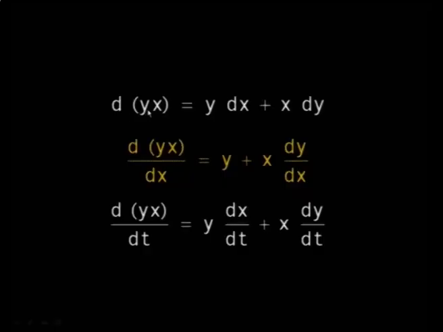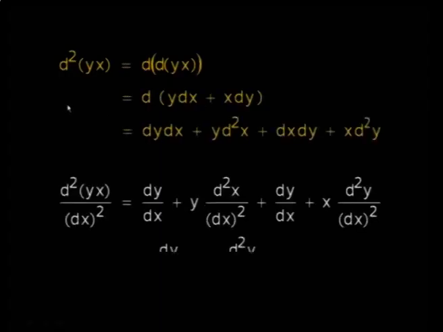Again, when you have y of x and you take the differential d of y of x, you have here y dx plus x dy, and you can divide by dx. So here you cancel dx and you get y, and dividing by dx, here you get x dy by dx. Or you may obtain d of y of x by dt. Then you divide the right hand side here by dt to get y dx by dt plus x dy by dt. Or you can again calculate d two y by dx, d two y of x by dx squared.